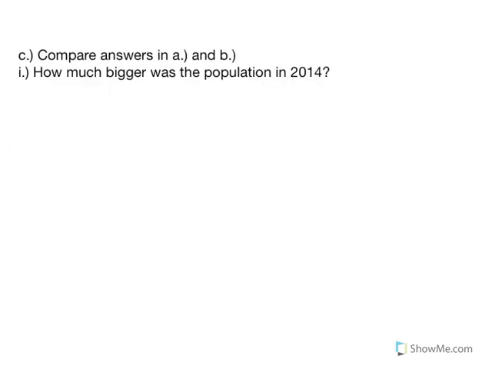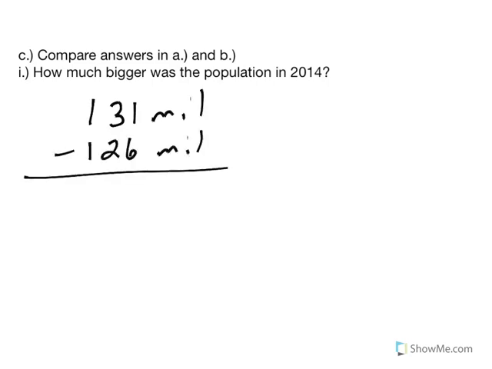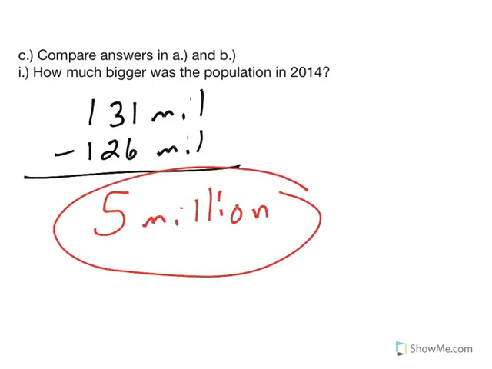Now, Part C has three different parts to it. So, Part C, number 1, how much bigger was the population in 2014? Well, in 2014, we had 131 million. In 2010, we had 126 million. So if I subtract those, I end up with a difference of 5 million. So the population was 5 million bigger in 2014.